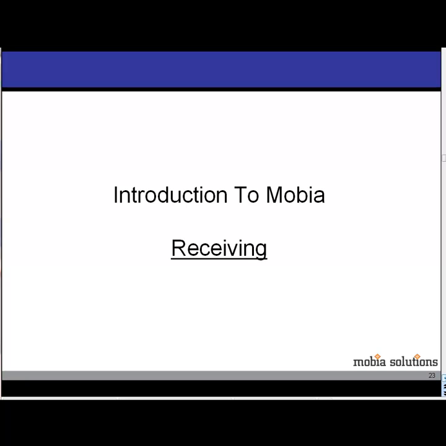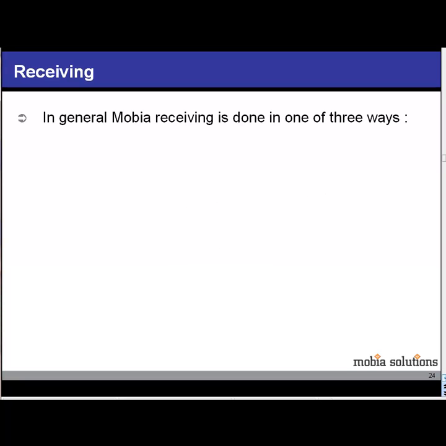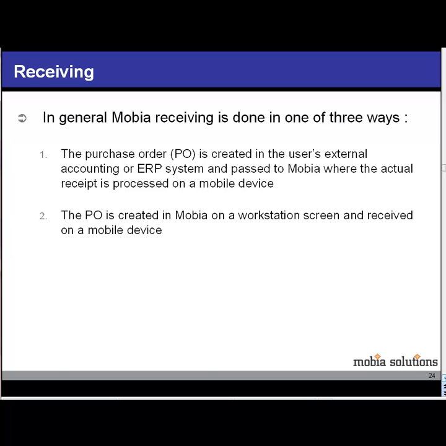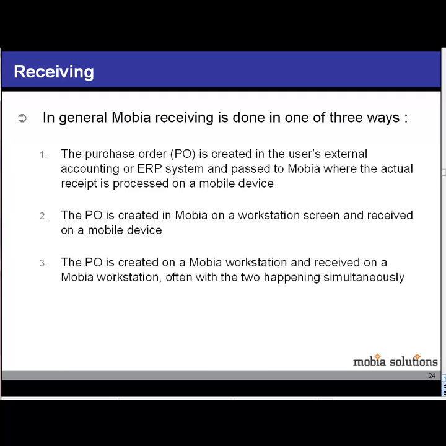This is the introduction to Mobia's receiving module. In general, Mobia receiving is done in one of three ways. The purchase order is created on the user's external accounting or ERP system, and then the receiving is done on a Mobia mobile device. The PO is created in Mobia on a workstation screen and received on a Mobia mobile device. Or the PO is created on a Mobia workstation and then received on a Mobia workstation screen, often with the two happening simultaneously.